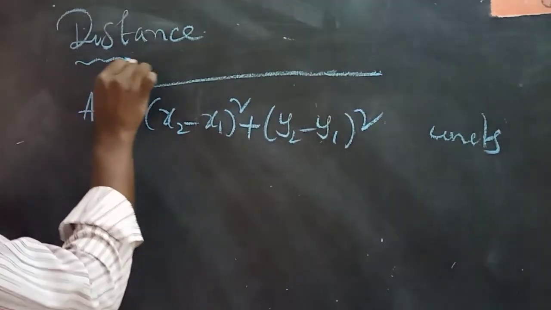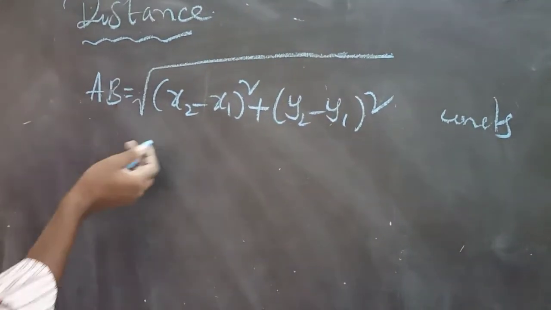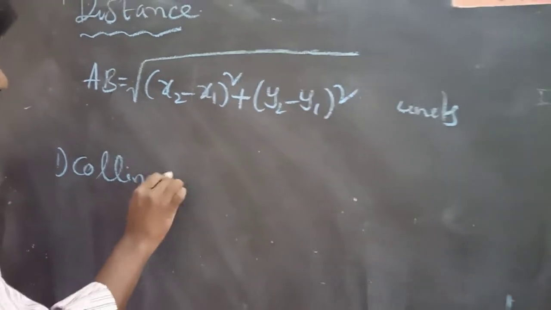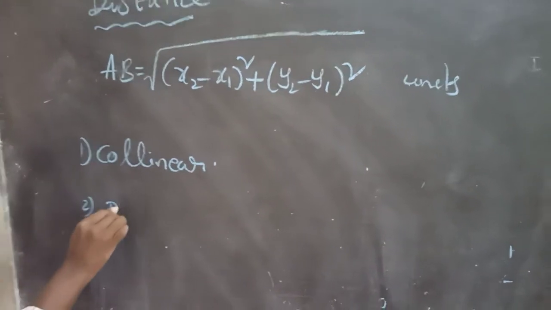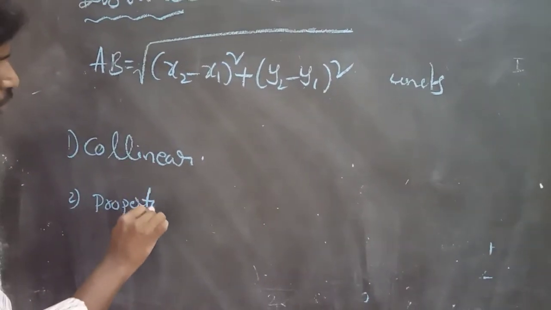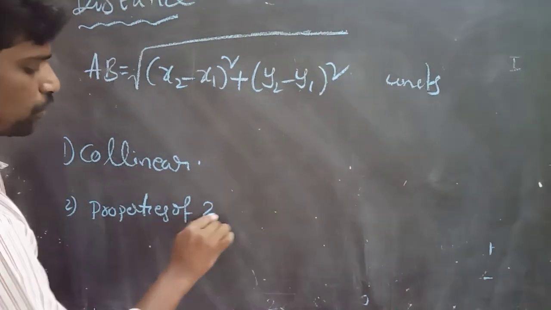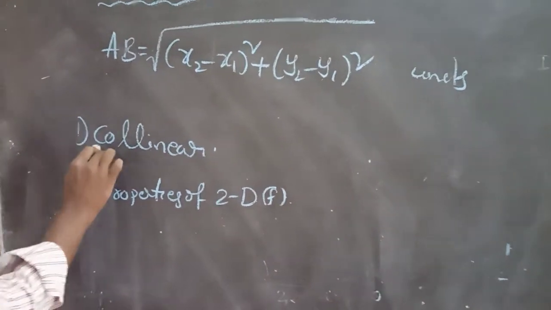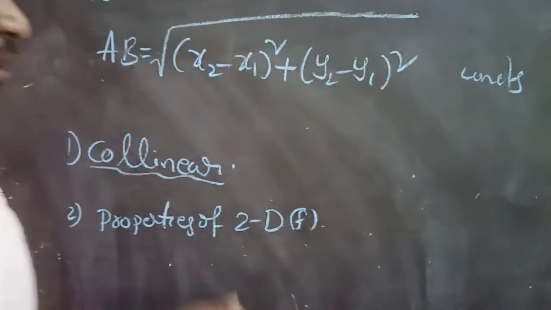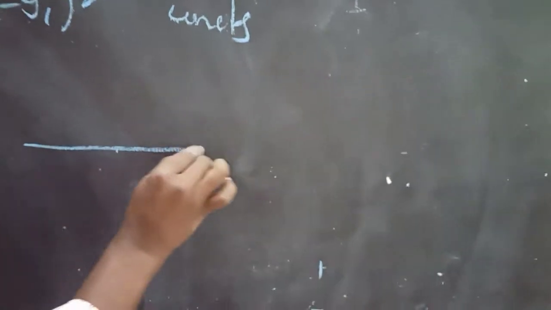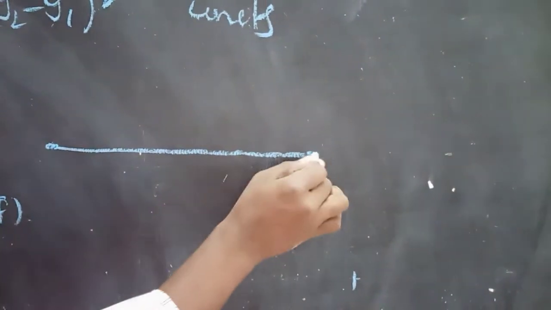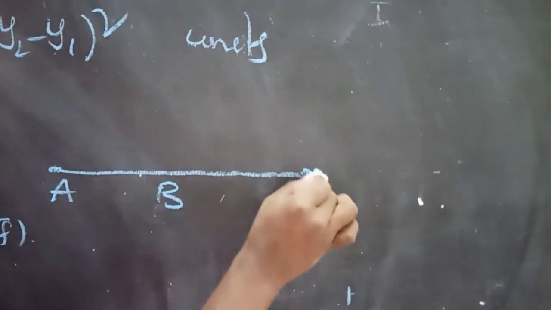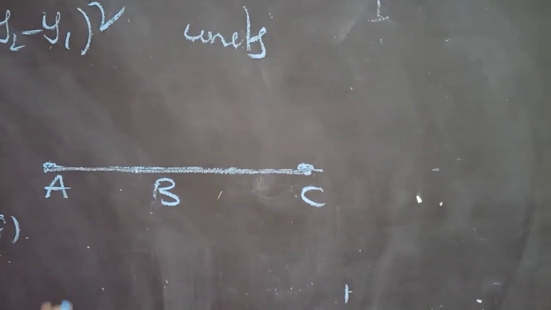The problems based on the distance formula are, first, collinear, and second, based on properties of 2D figures. So collinear. What is collinear? Collinear means the points lie on the same line. For example, take any points A, B, C. Points on the same line are called collinear.